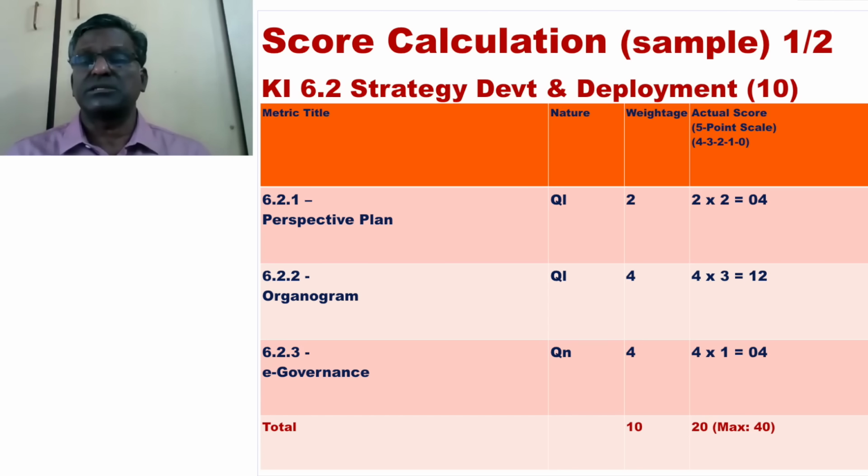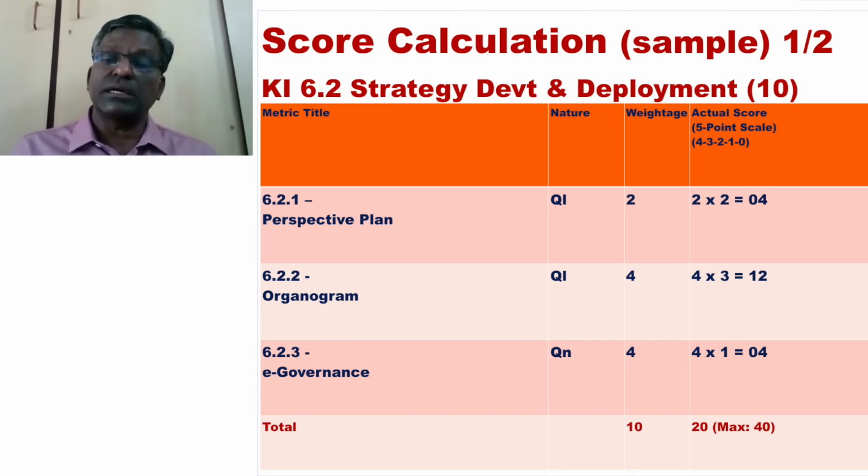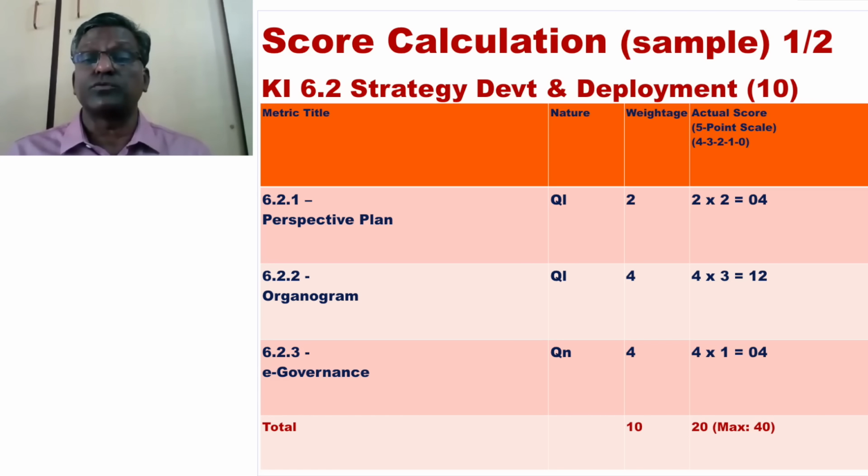Whereas e-governance, the institution has just started implementing e-governance and they have a far way to go. So therefore, just 1. So 4 into 1, 4. So therefore, for the key indicator 6.2, which is strategy, development and deployment, the actual score is 20. So I repeat, the scores are calculated on the basis of the 5-point Likert scale, where at one end of the matrix you have 0 and at the other end of the matrix you have 4.